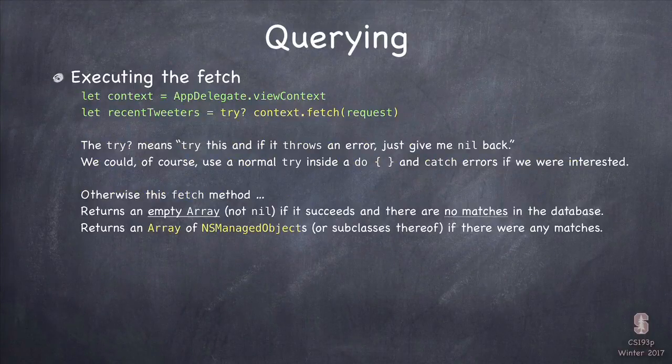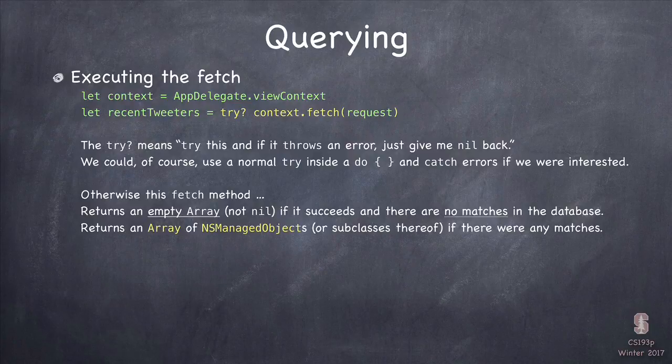Now, since I have a fetch request, how do I make it go? Give me those tweets. Give me those Twitter users. We do that with the very simple method in context. So we ask the context to do the fetch, and it will go out and return an array of all those things, sorted in the way the fetch request says to sort them. Okay, simple as that. The only thing not so simple, it throws.